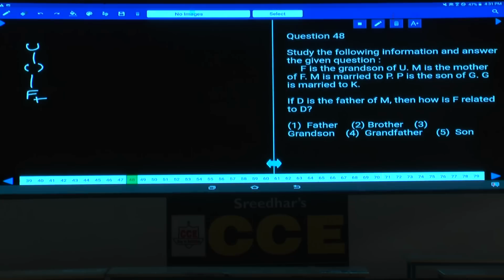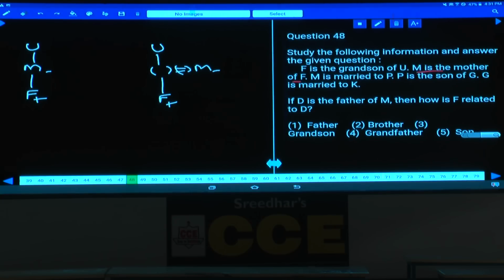Then, what is the next possibility here? F is the grandson. M is the mother of F. As M is the mother of F, M can be here, that is one possibility. And what is the second possibility here? U is here. U's child is there. And F is the grandson. And M is the mother of F. M can be like this, isn't it? M is the mother of F.